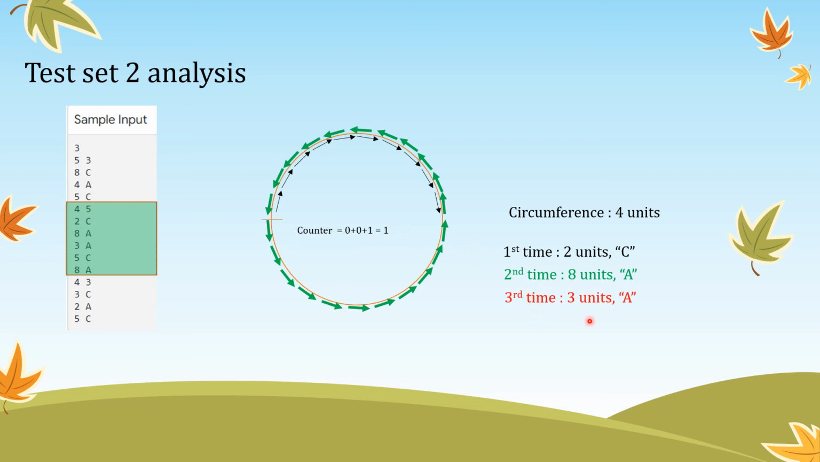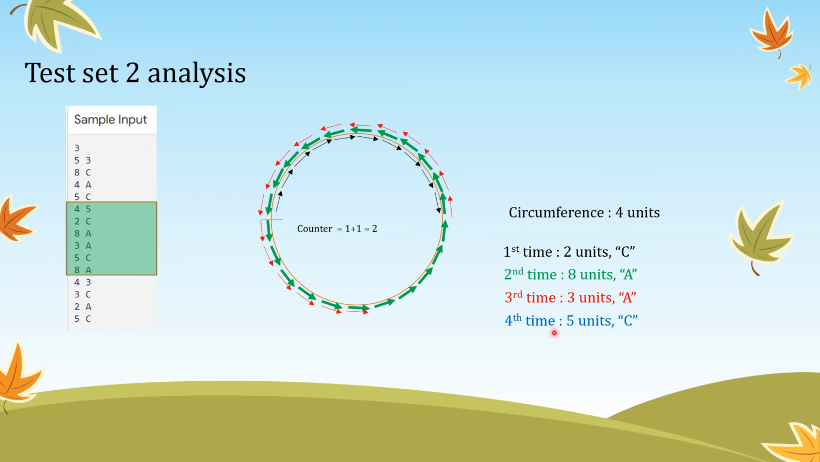And the third time she travels 3 units. Right now she is at this point, and from this point she travels 3 units in the same direction again, anti-clockwise. So from here she will travel to this point, 3/4 of the circle. Again she is passing through, so you can say the previous counter value plus 1, because she is passing that point in the same direction as the previous. So we have the new counter value as 2.